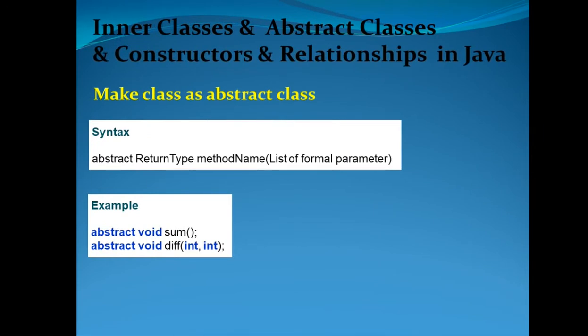Here is the syntax of abstract method: abstract, return type, method name, list of the formal parameters. Here is the example: abstract, its return type is void, method name is sum, and a list of formal parameters. In the first example there is no parameter, but in the second example there are two parameters of int type.